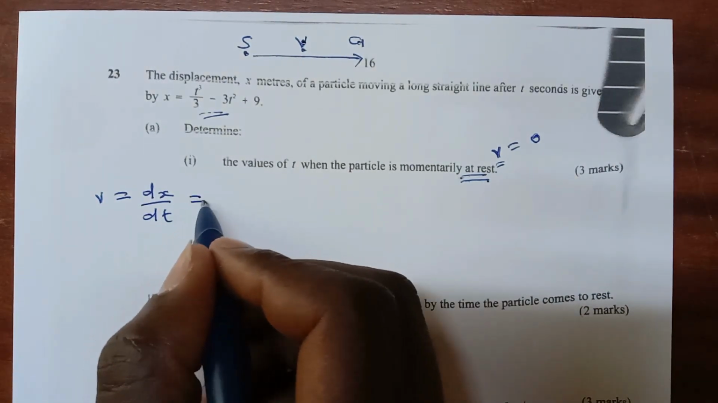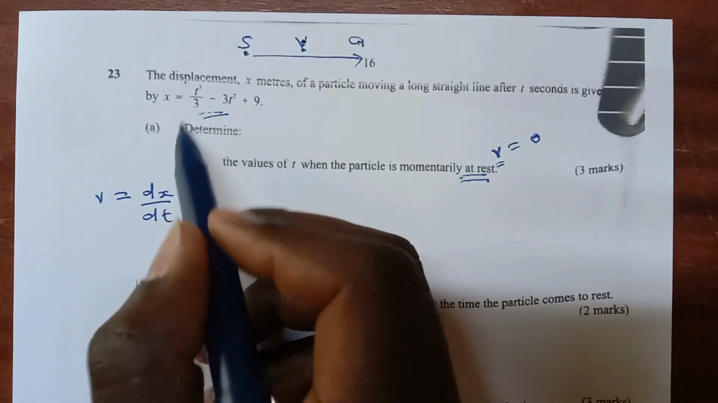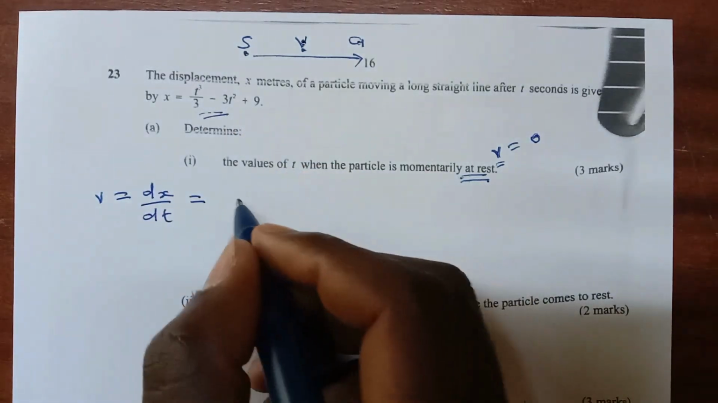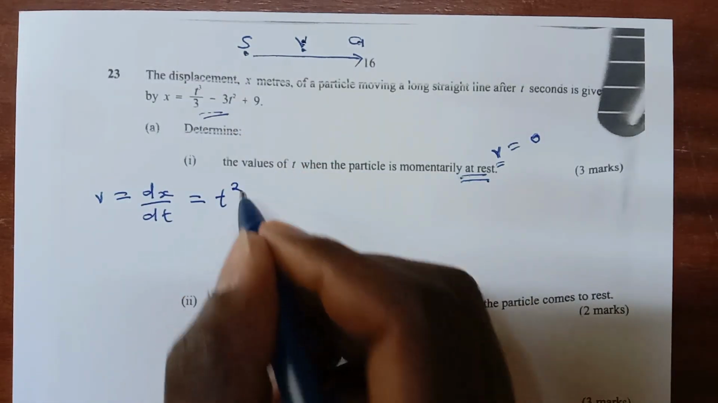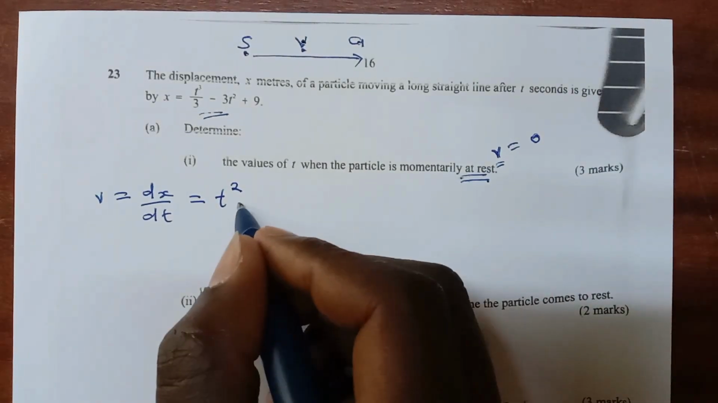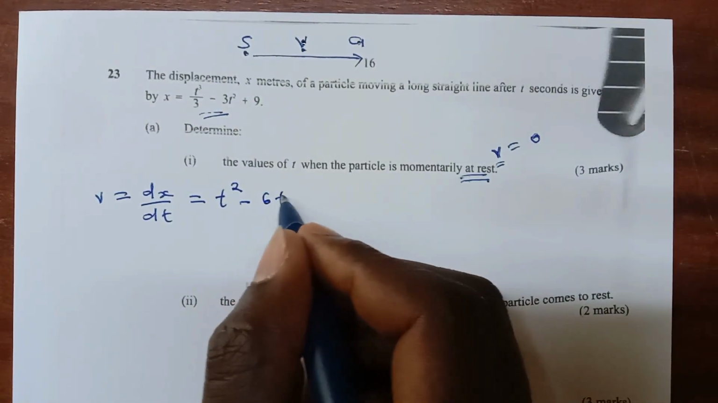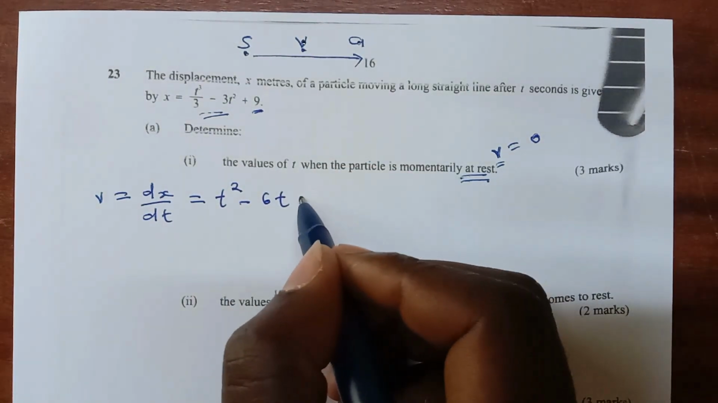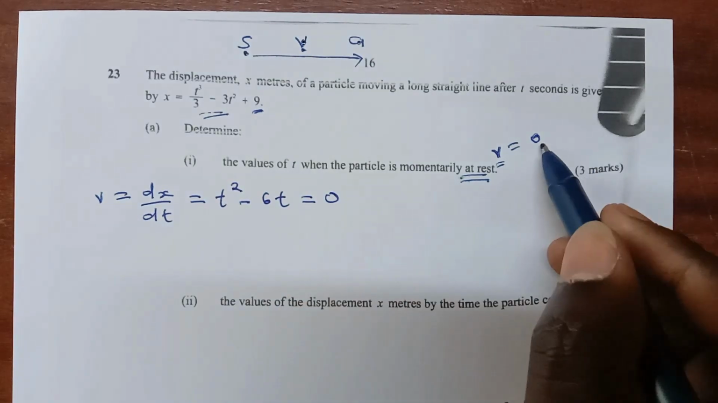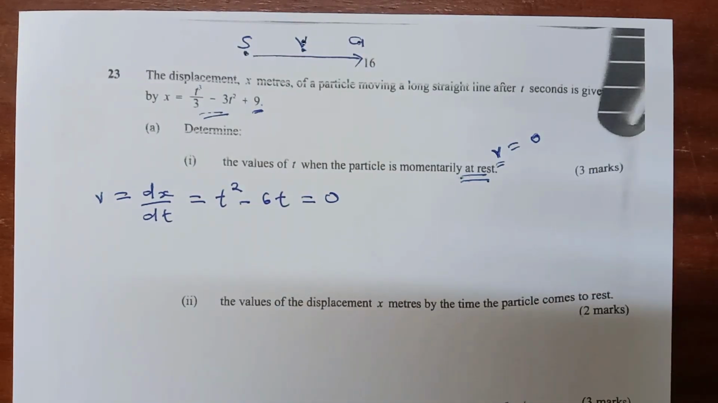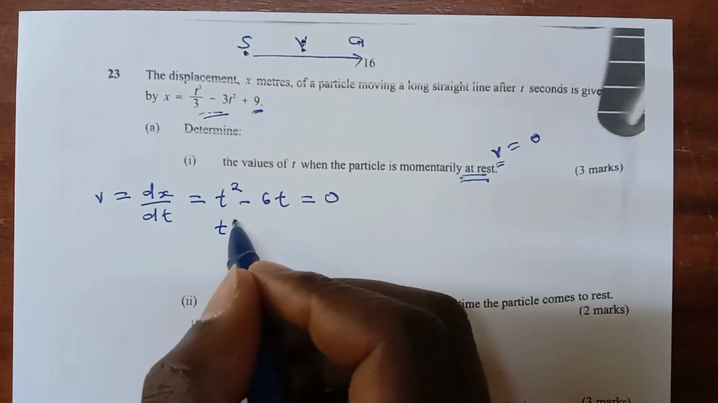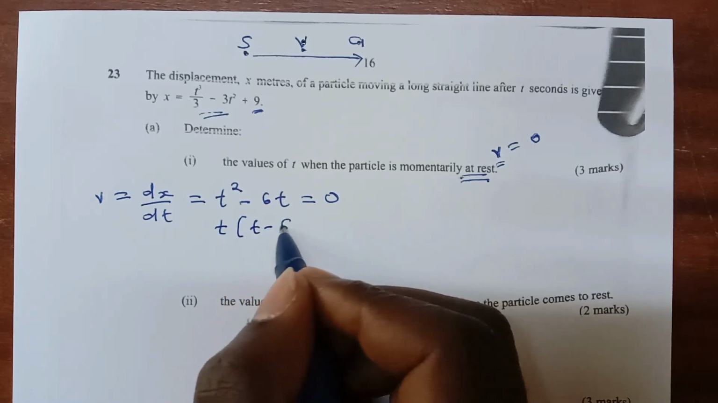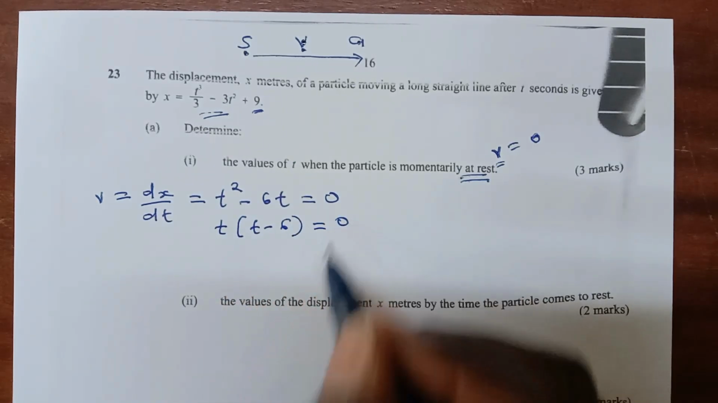Differentiating this is going to give us t squared minus 6t. If you differentiate 9, that is a constant, it becomes 0. And this equals velocity, which equals 0, because at rest the velocity is 0. So factor out t, and you remain with t times t minus 6 equals 0.